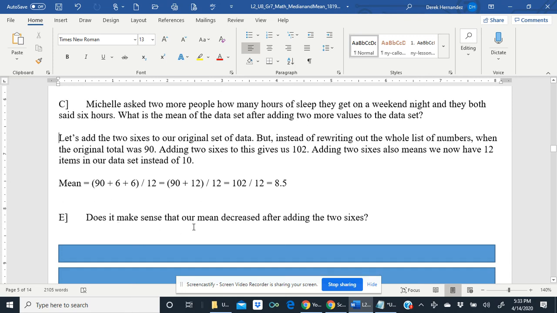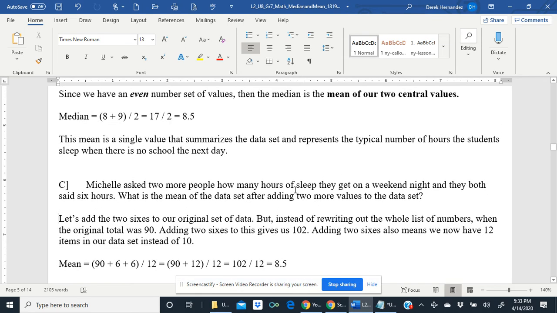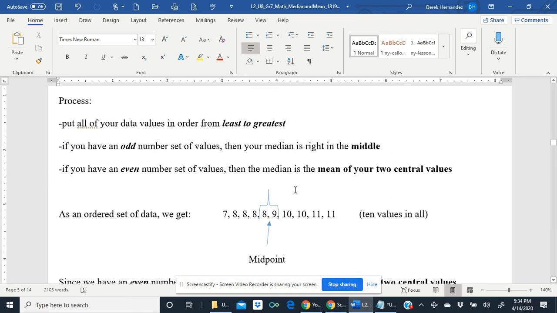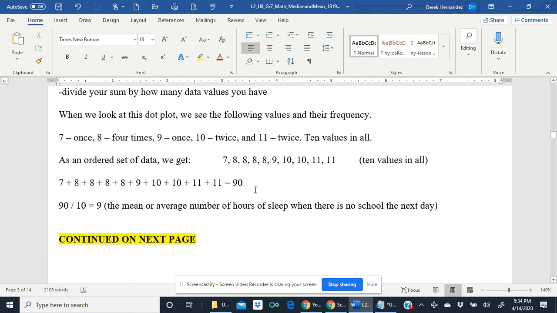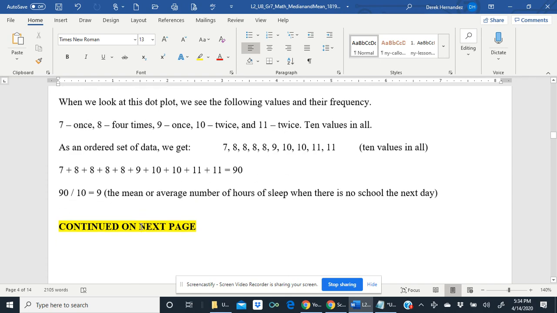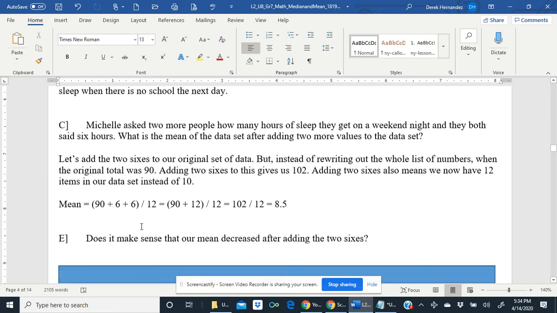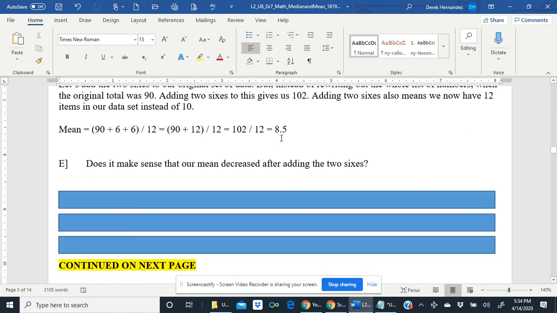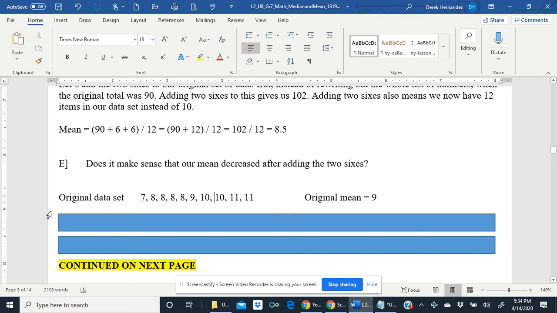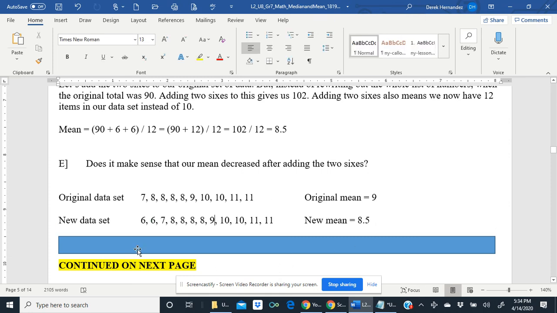E, does it make sense that our mean decreased after adding the two sixes? Remember, our original mean was 9. After adding the two sixes, we now have 8.5. We added two sixes and the mean decreased. Why would that happen? Let's see. The original data set, 7, 8, 8, 8, 8, 9, 10, 10, 11, 11. The original mean, 9. The new data set, we added the two sixes. The new mean, 8.5.